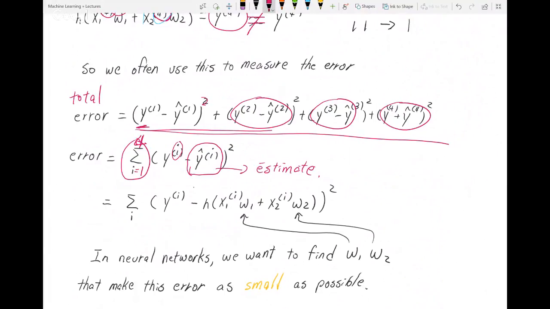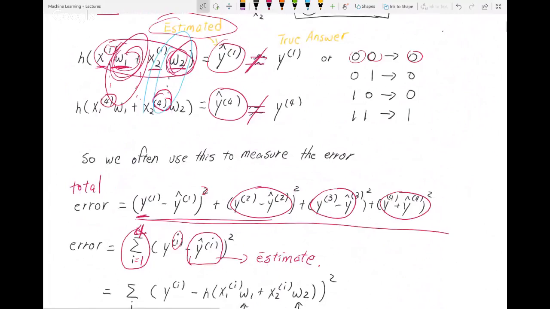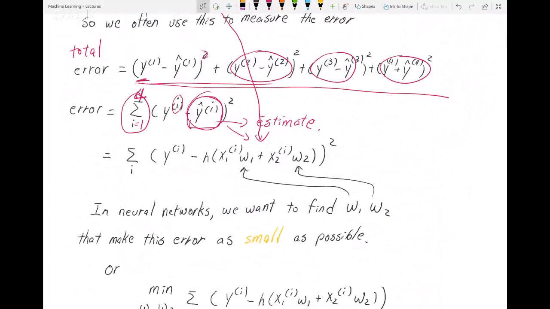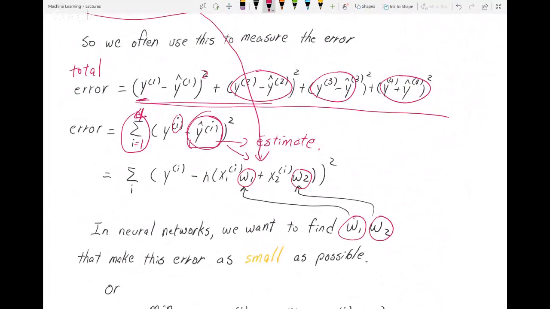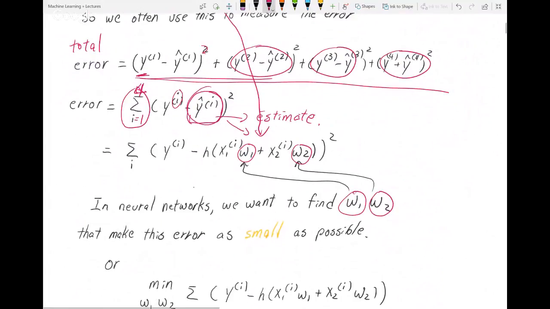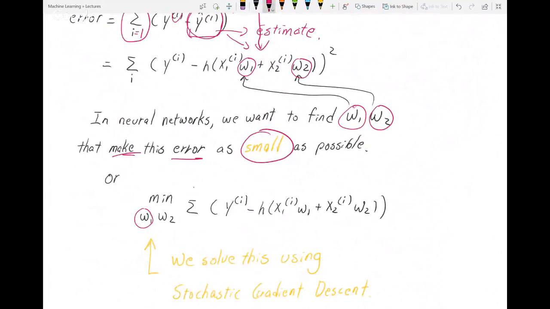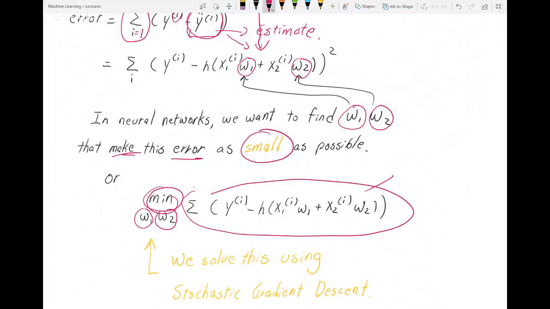And with the estimate, we can rewrite it. Remember, the estimate follows this equation, h, which is some activation function, with the summation. So I'm just going to move this right here. So this part becomes this. In neural networks, we want to find W1 and W2, right? We want to find the W1 and W2 that make this error as small as possible. Or we can write it this way. We want to find the W1, W2 that minimizes this expression, which is equivalent to the error.